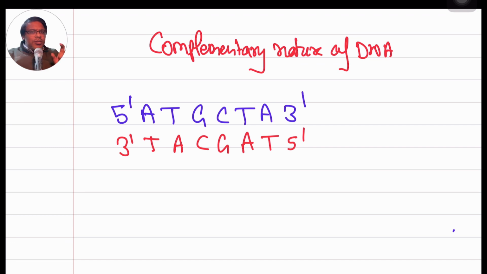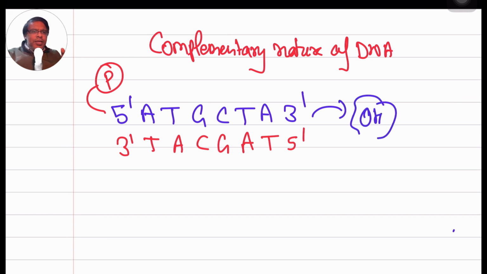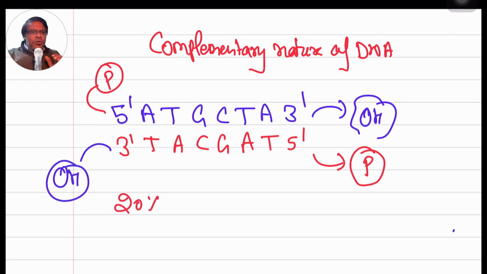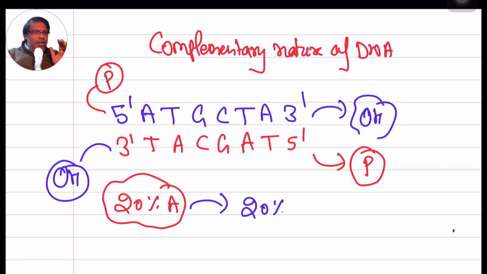Always remember, in the case of DNA, adenine pairs with thymine, and there are 2 hydrogen bonds. Guanine pairs with cytosine, and there are 3 hydrogen bonds. Now keep in mind, at the 5' end you have the phosphate group, and at the 3' end you have the OH group. Same is the case on the other strand also: at the 5' end the phosphate group, at the 3' end the OH group. So hopefully it is clear that DNA has complementary nature.